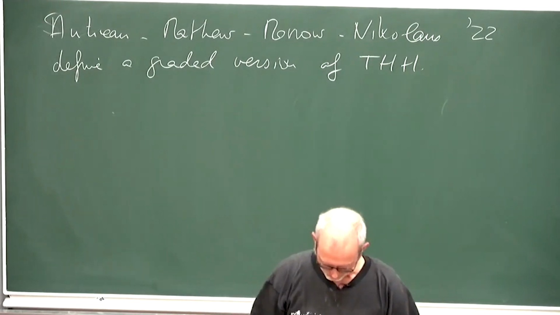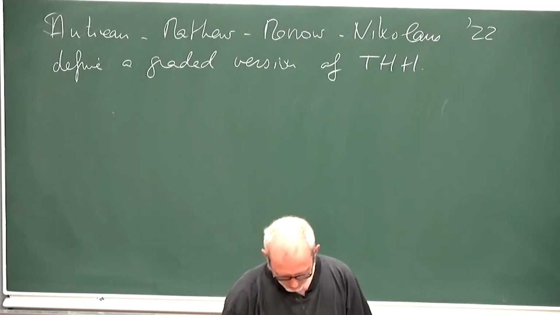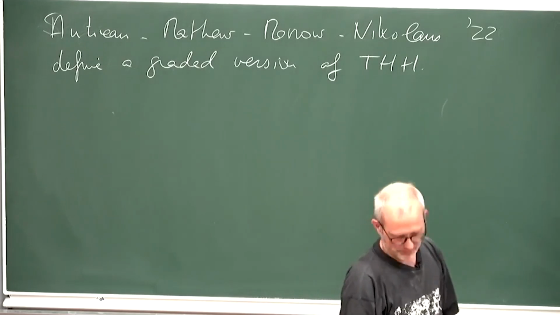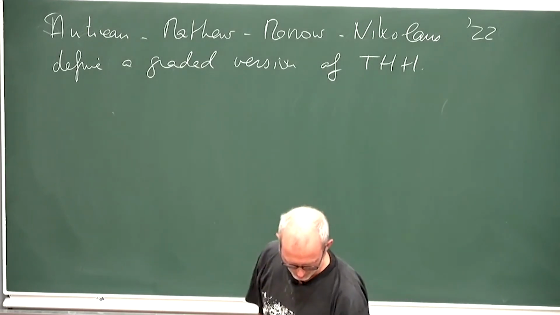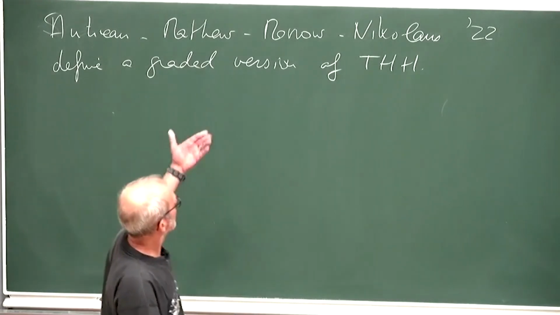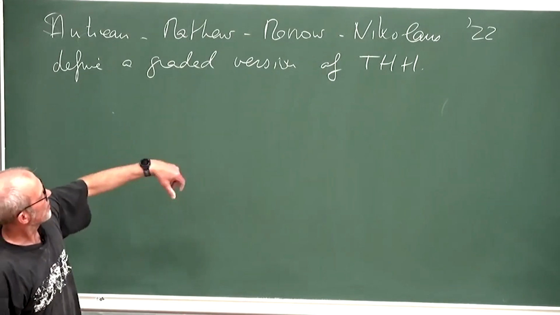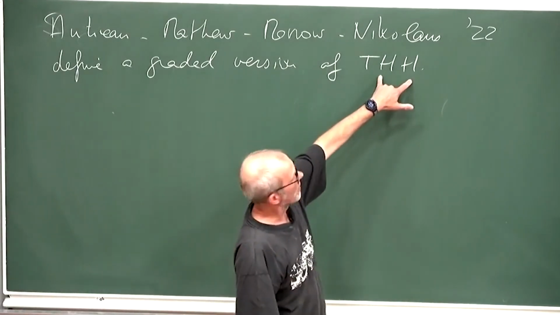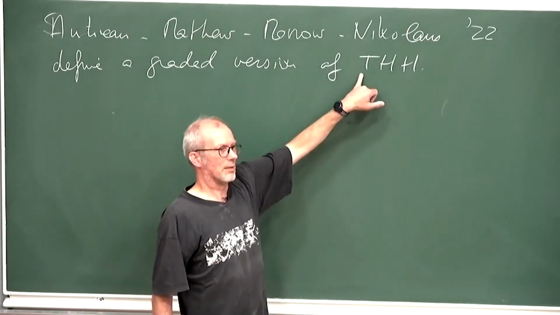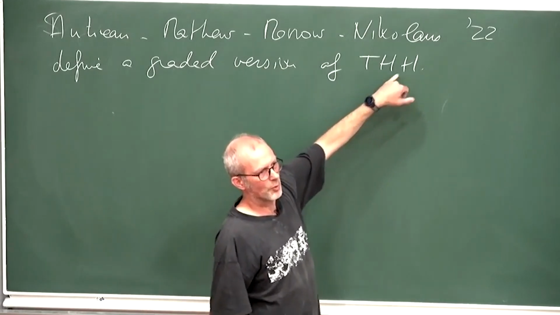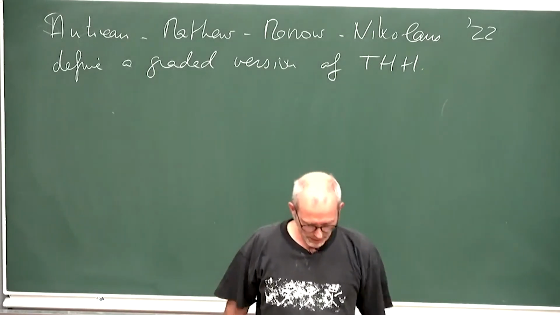Essentially you take the cyclic bar construction in graded spectra, and if you have a graded spectrum and apply THH, you get a grading of THH. If you forget the grading, essentially you get THH of the algebra where you had forgotten the grading.